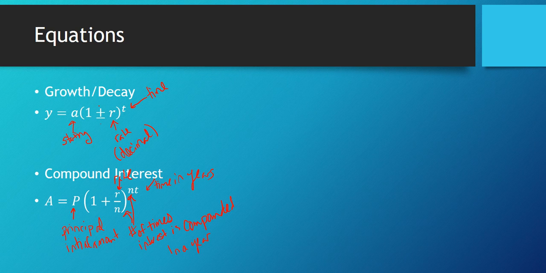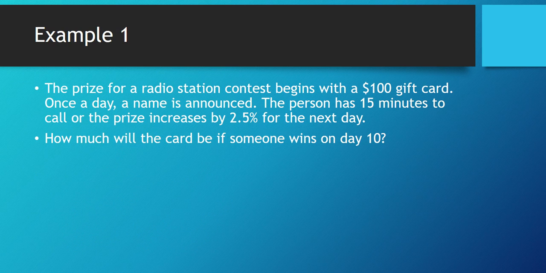So let's look at 3 examples and see if we can figure out which formula to use and get the answer. So the prize for a radio station contest begins with a $100 gift card. Once a day a name is announced, the person has 15 minutes to call, or the prize increases by 2.5% for the next day. How much will the card be if someone wins on day 10?